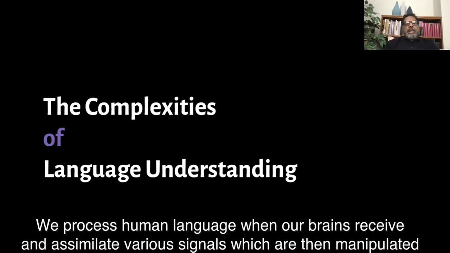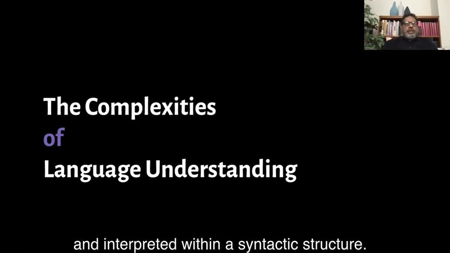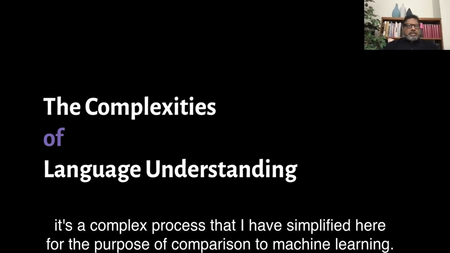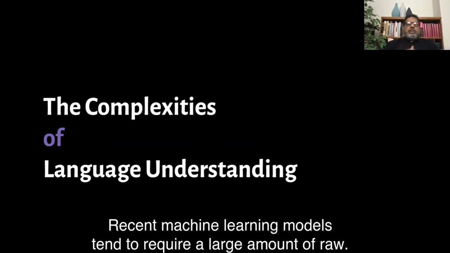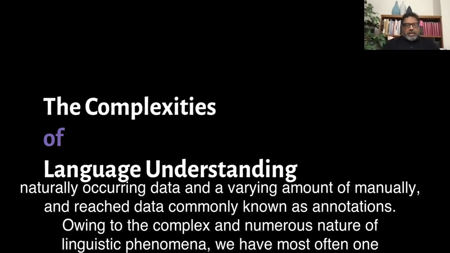We process human language when our brains receive and assimilate various signals, which are then manipulated and interpreted within a syntactic structure. It's a complex process that I have simplified here for the purpose of comparison to machine learning. Recent machine learning models tend to require a large amount of raw, naturally occurring data, and a varying amount of manually enriched data, commonly known as annotations.